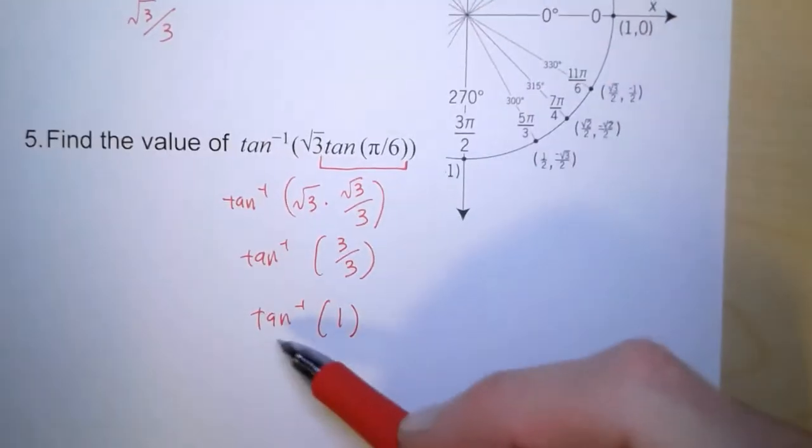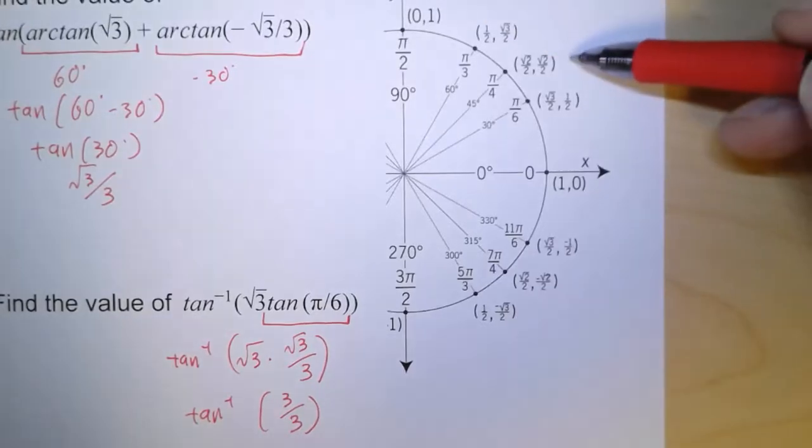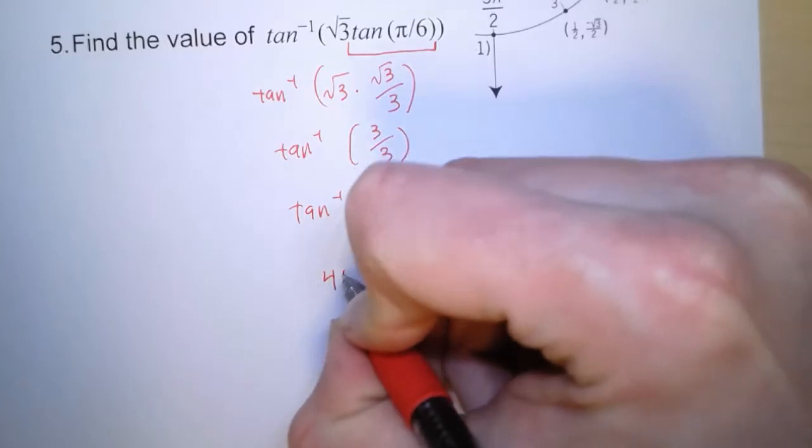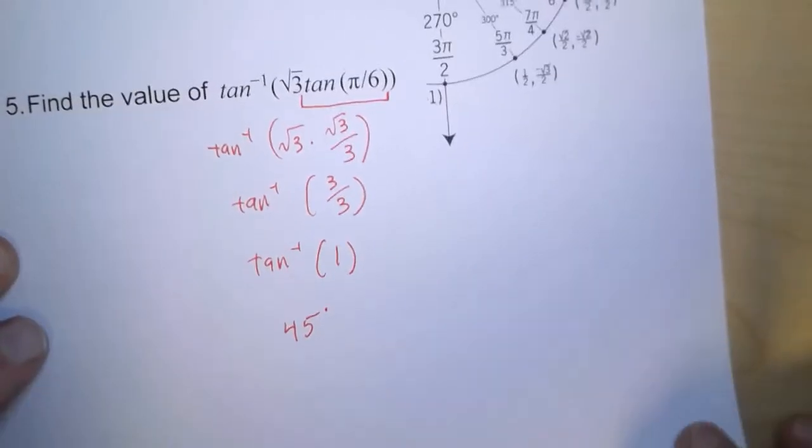So we want to know when the tangent ratio is 1. And looking here, that's only going to happen right here. That happens at 45 degrees.